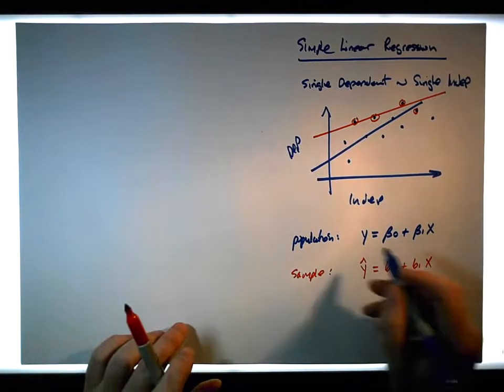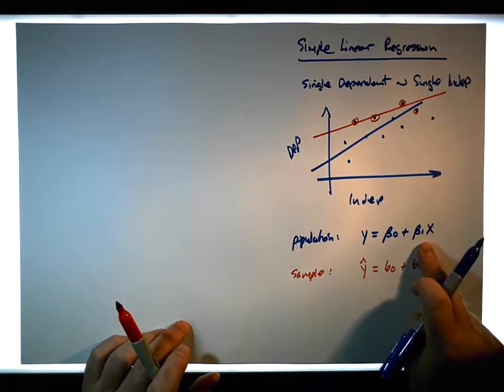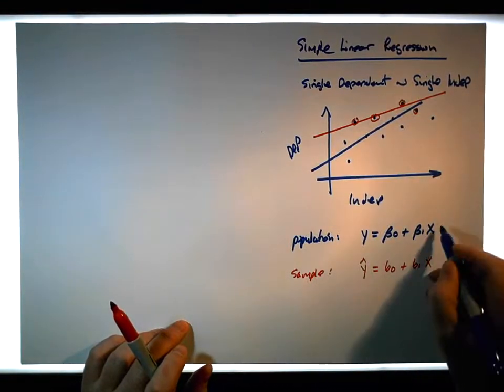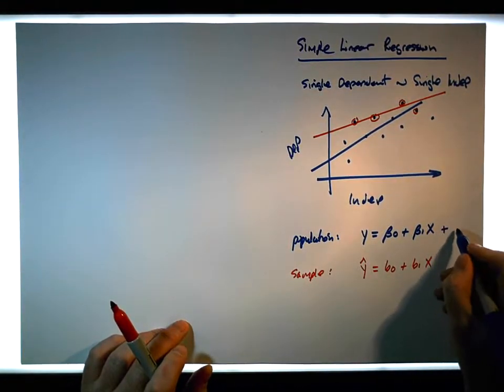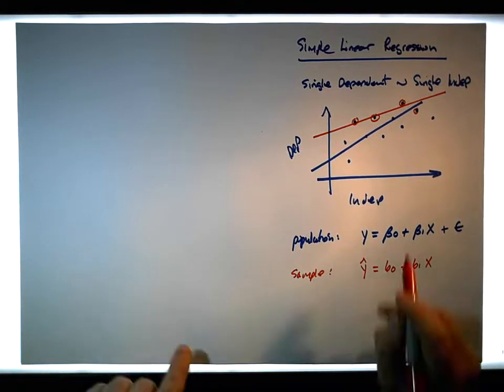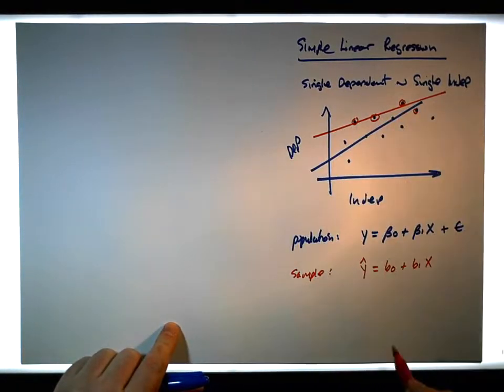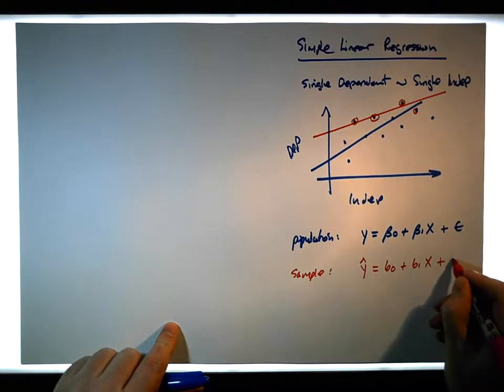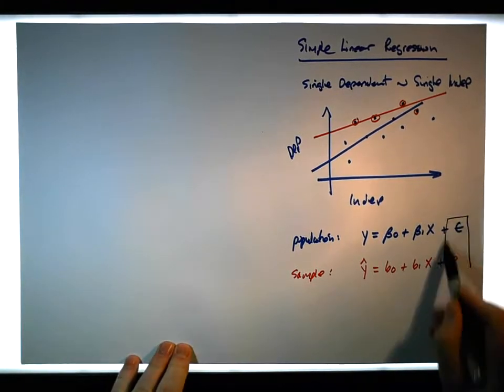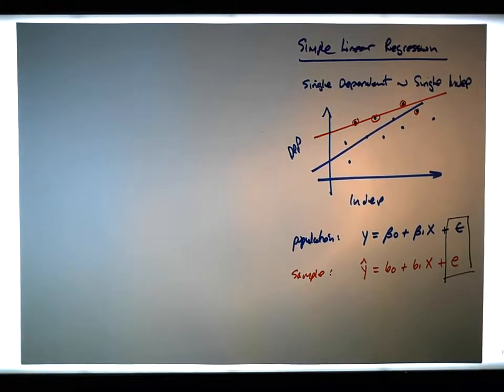Let's keep in mind that even in the population, not all of the points are on the line, so there's some sort of error in the population, which we'll call epsilon. And in the sample, not all the points will be on the line either, so there's some sort of error there as well. We're not interested in trying to understand that error at this stage, other than that the least squares approach is going to minimize that error for us and find the line of best fit that goes through the data set.